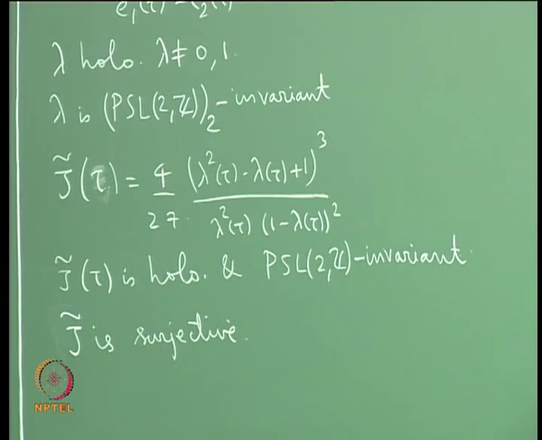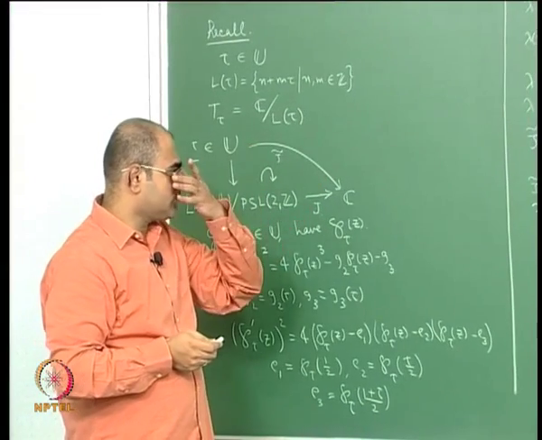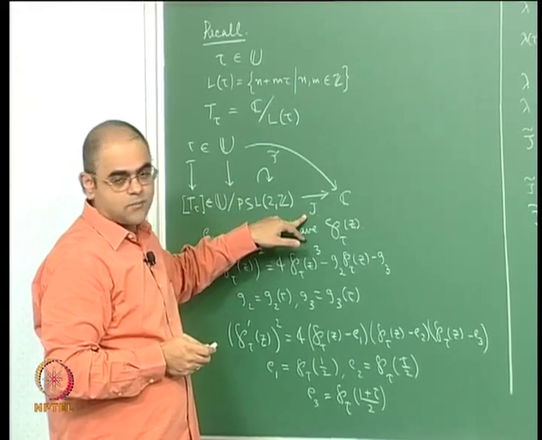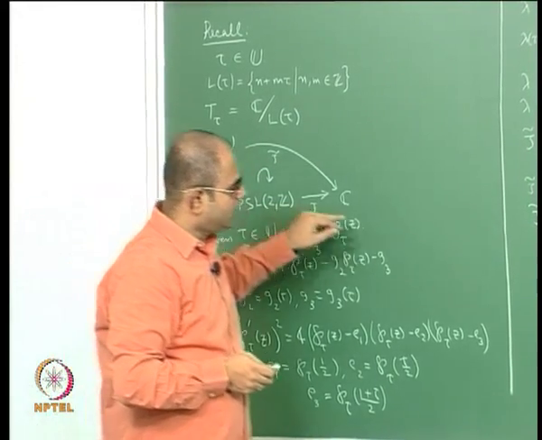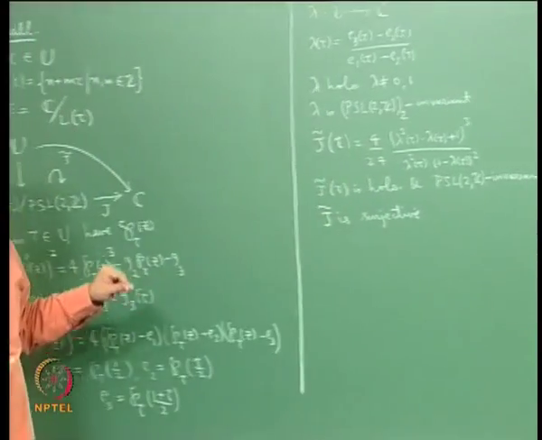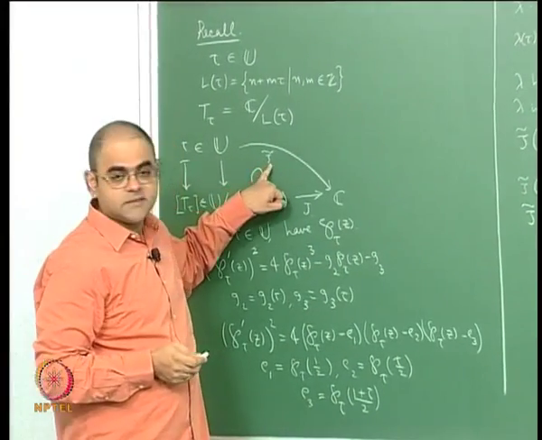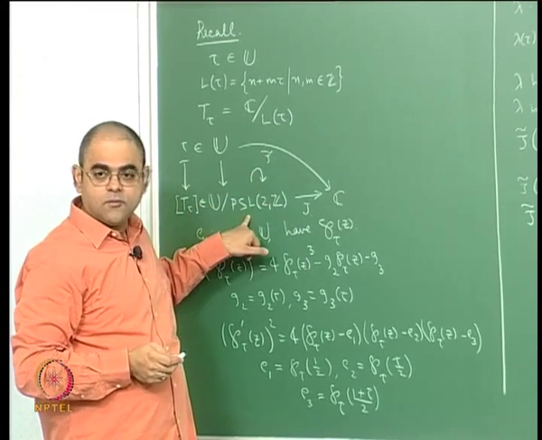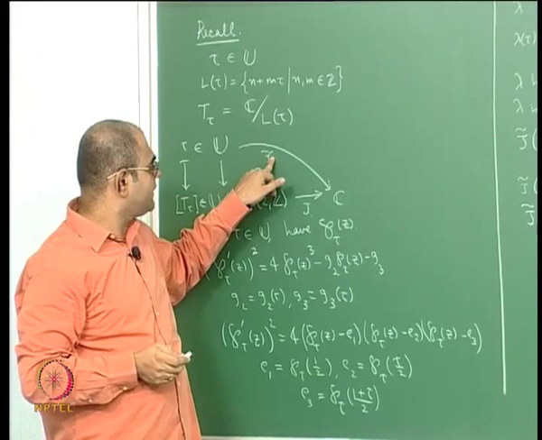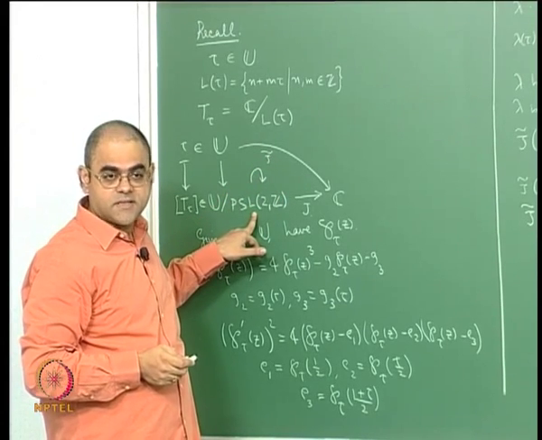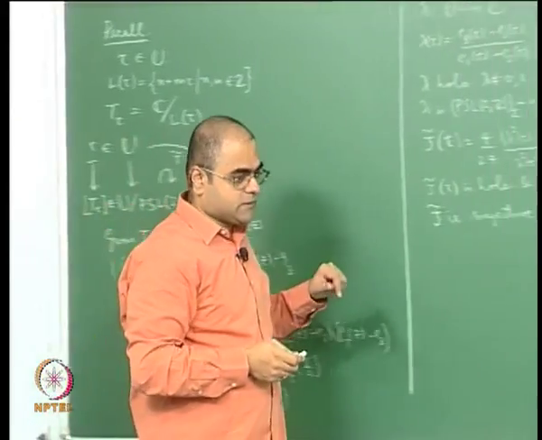So now I will have to draw some diagrams to tell you about the injectivity. It does not come out in a straightforward way. The key to finding the injectivity is to look at the fundamental region for j tilde. In fact, what we are trying to show is that the fundamental region of j tilde is the same as the fundamental region of PSL2Z. Okay, so I will have to draw a diagram.